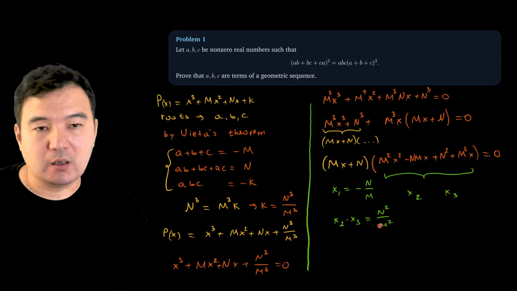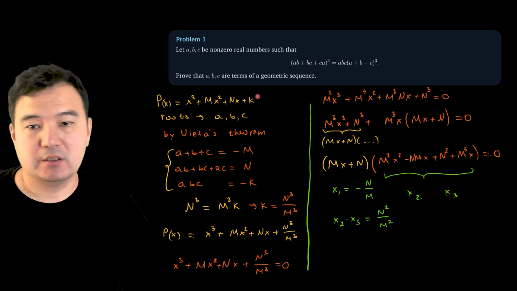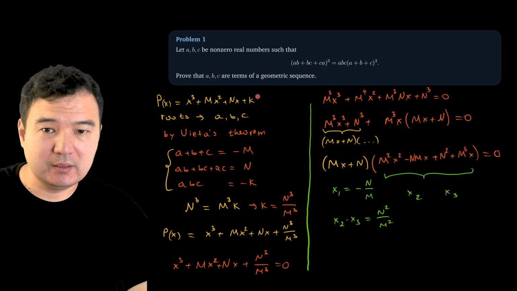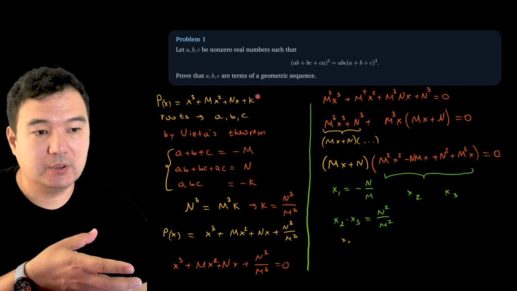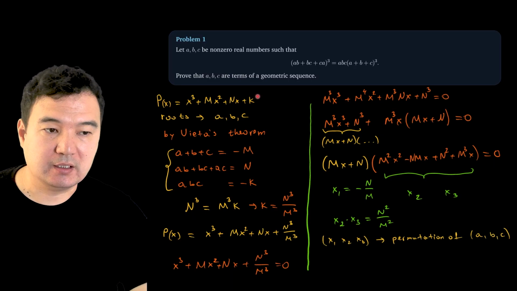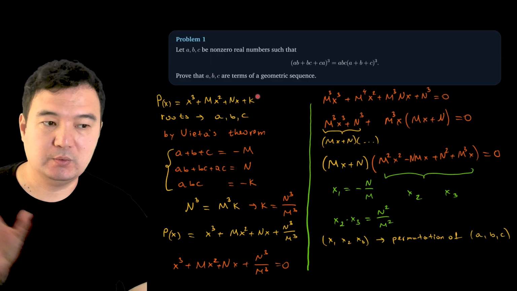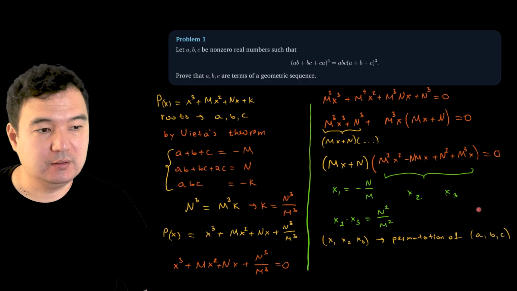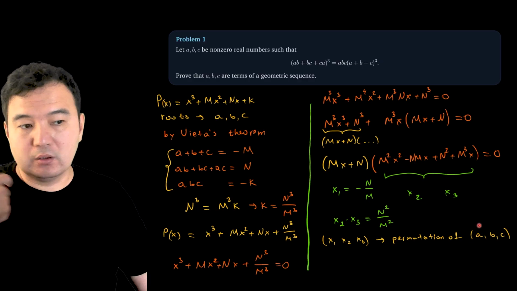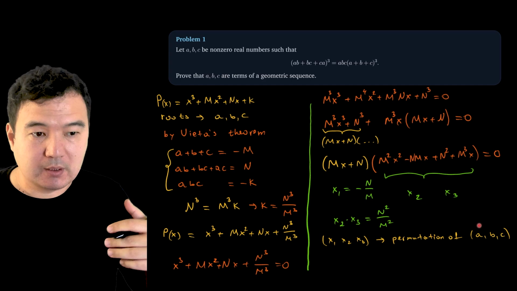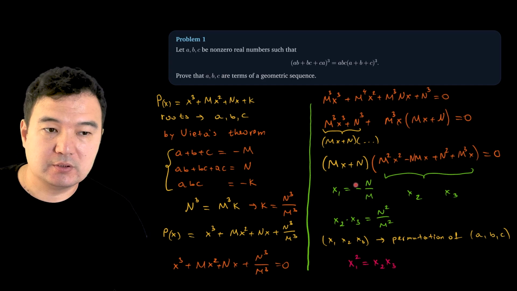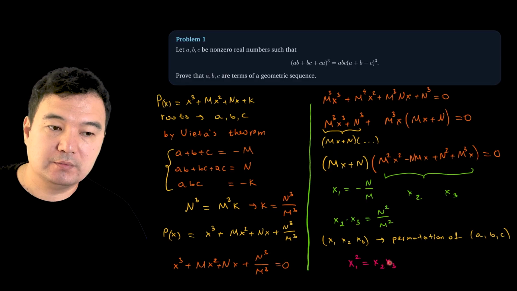So how do you prove that three numbers form a geometric sequence? If you know that idea, you are already there, because these three, x1, x2, x3, are a permutation of a, b, c. These are the roots of p(x). We don't know which one corresponds to which, but the idea is that we already have that the square of the first term is equal to the product of x2 and x3.